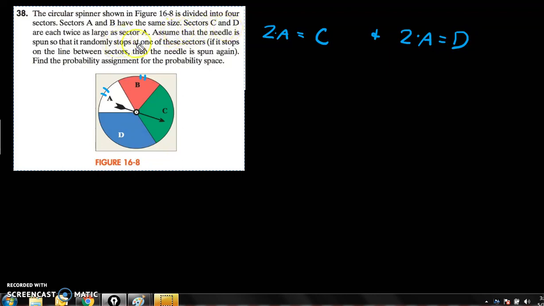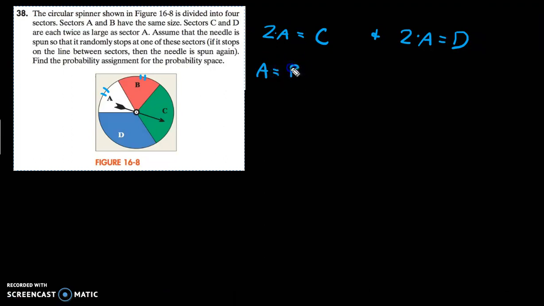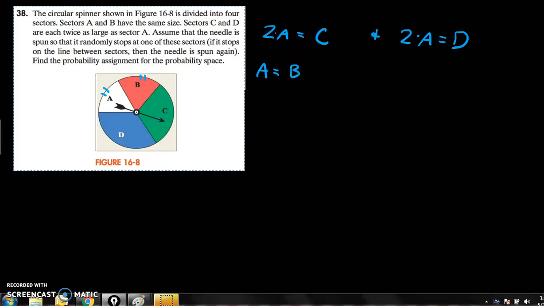Assume the needle is spun so it randomly stops in one of them. Find the probability. Okay, so we know that C is twice as big as A, we know that D is twice as big as A, and we know that A and B are equal to each other. So what's the other thing that we always universally know about probability spaces is that these are the only spots it can land. So the probability of each of them has to add up to 1.